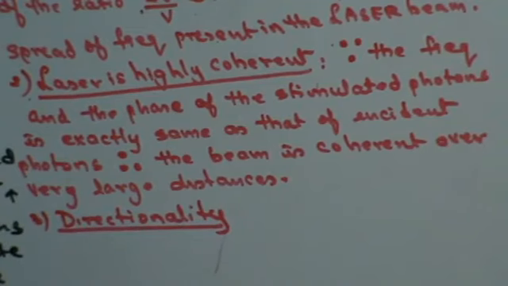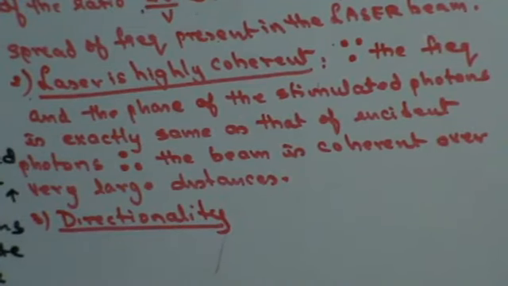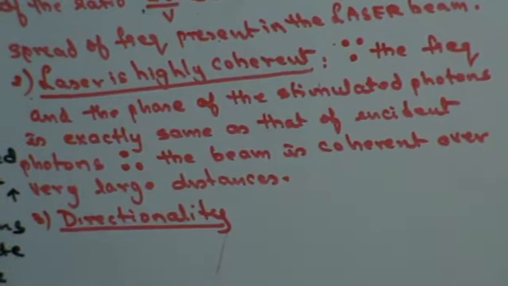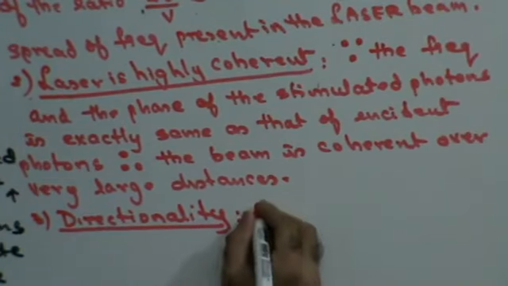Hypothetically speaking, if I were to direct a laser beam towards the moon, it can produce a spot of a diameter of a few meters on the moon's surface. That means it can travel straight up to those large distances. Do you get this? So directionality, I can say the laser beam remains parallel.